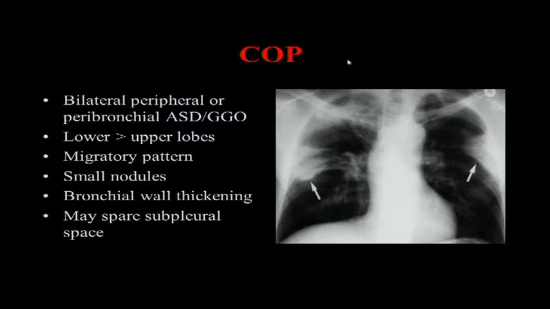Small nodules, bronchial wall thickening may spare the subpleural space. So when Tope said that, this combination of ground glass opacities with sparing of the subpleural space is really not seen in anything else. You understand what I'm saying? Right there, COP should have been in our differential, cryptogenic organizing pneumonia. All right, who's next? John.